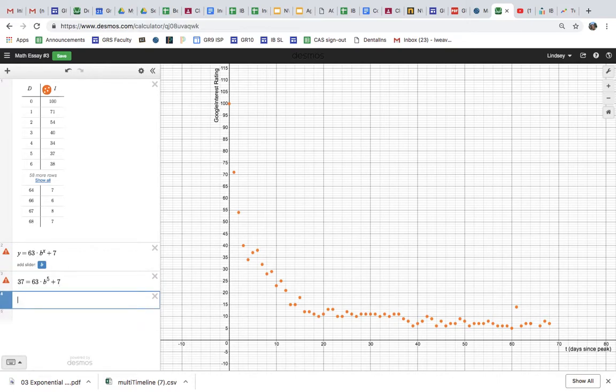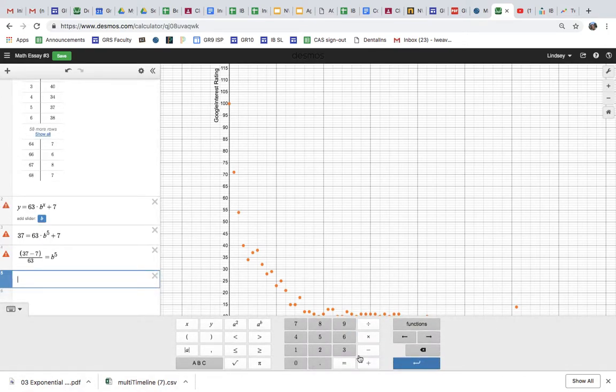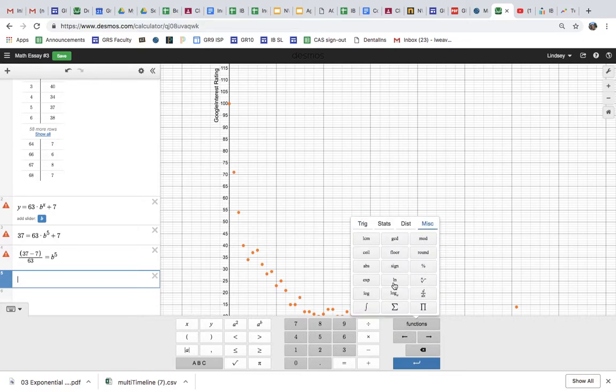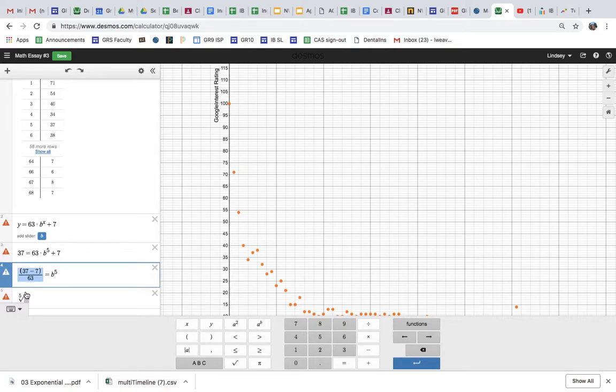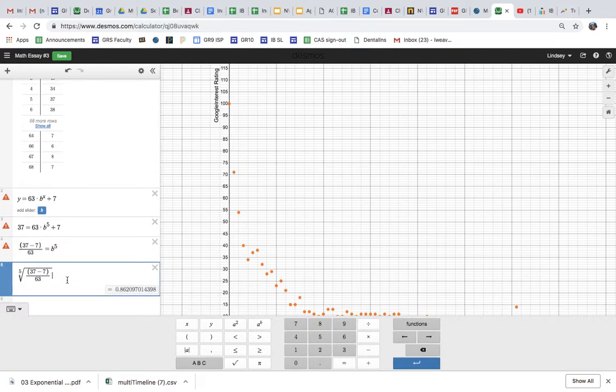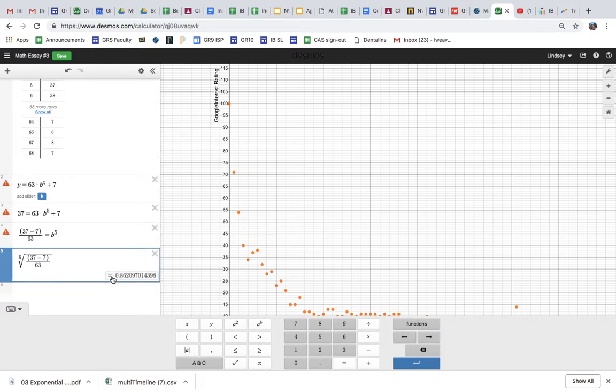Then I would first subtract 7 on both sides, and then I would divide both sides by 63. And that would give me b to the 5th. And then in the next step, I would have to take the 5th root of that. So I would go into the special part of my calculator or on Desmos and take the 5th root of this guy. And that would get me an estimated b value. In this case, that b value would estimate to be 0.862.